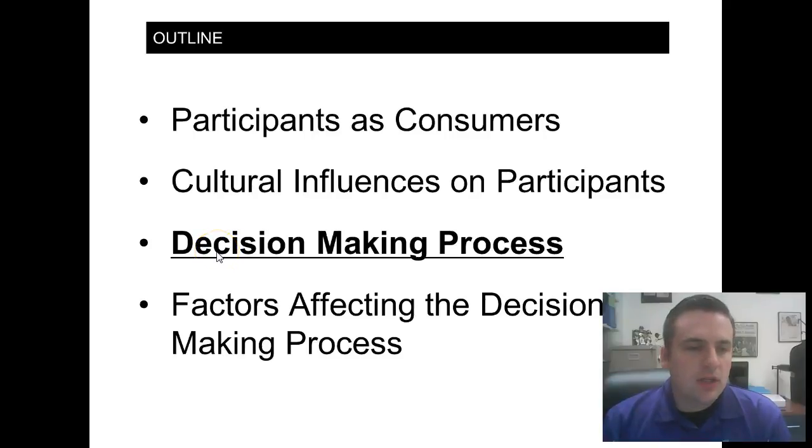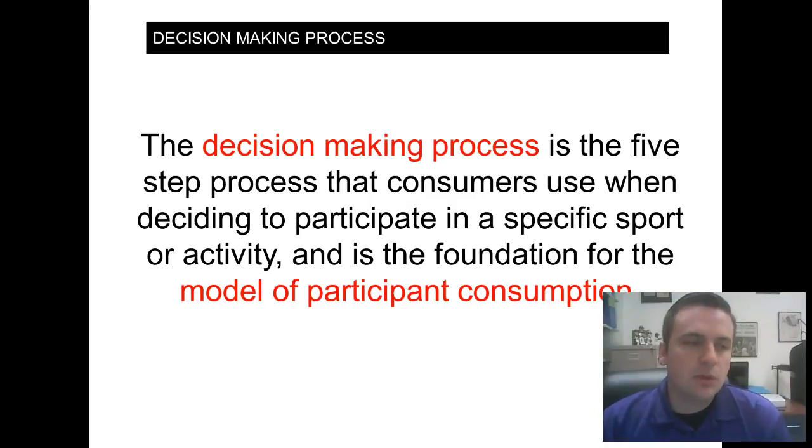Okay, so the third part in chapter 4 is kind of the meat of this whole chapter, understanding decision-making processes by sport participants. Again, this is all about the consumer behavior behind sport participation. This is what we call the decision-making process, and there are basically 5 steps to it. The decision-making process is the 5-step process that consumers use when deciding to participate in a specific sport or activity, and is the foundation for the model of sport participant behavior.